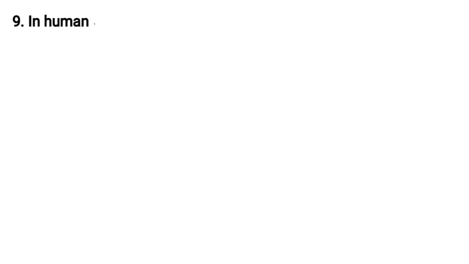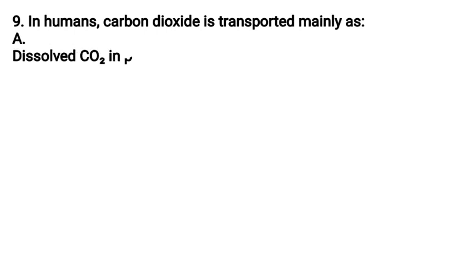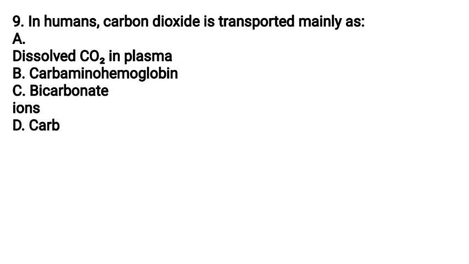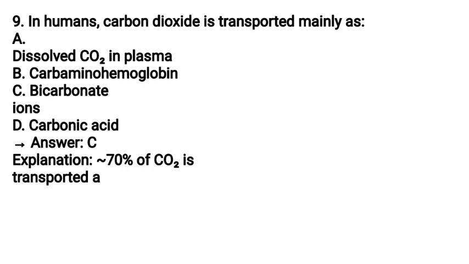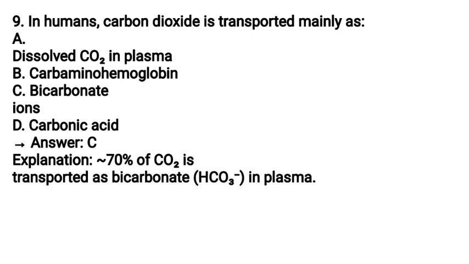9. In humans, carbon dioxide is transported mainly as: A. Dissolved CO2 in plasma, B. Carbaminohemoglobin, C. Bicarbonate ions, D. Carbonic acid. Answer C. Explanation: 70% of CO2 is transported as bicarbonate, HCO3-, in plasma.